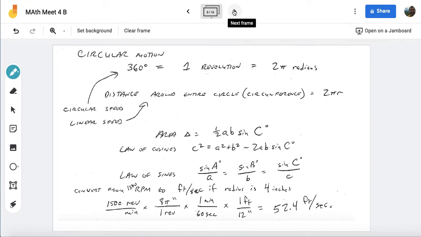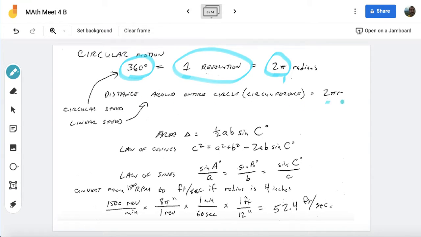What else we have? We may have problems that have circular motion. Recall that 360 degrees is 1 revolution. Or it could be in radians. 1 revolution is 2 pi radians. I usually remember that because 2 pi r is the circumference of a circle. So there's the 2 pi. Distance around a circle, the circumference, is 2 pi r.